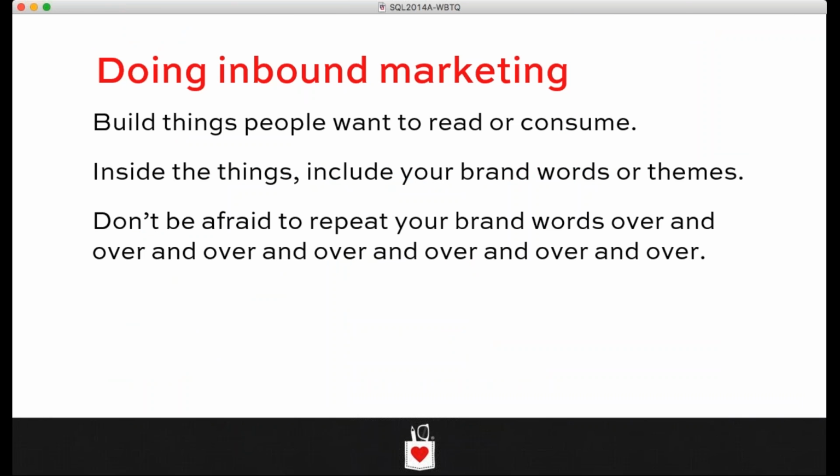Doing inbound marketing means being the same thing everywhere and building things that people want to go see. Whether they're presentations, whether they're blog posts, whether they're scripts, you have to build your brand words into everything that you build so people understand, in my case, that I've got a sense of humor, that I'm an experienced problem solver, and that I'm going to help you solve those problems as quickly as possible. You repeat your brand words over and over.